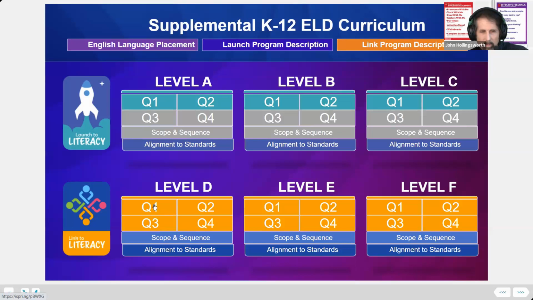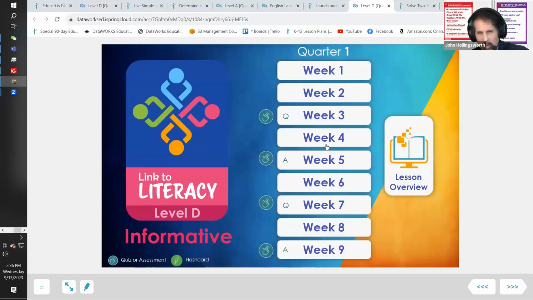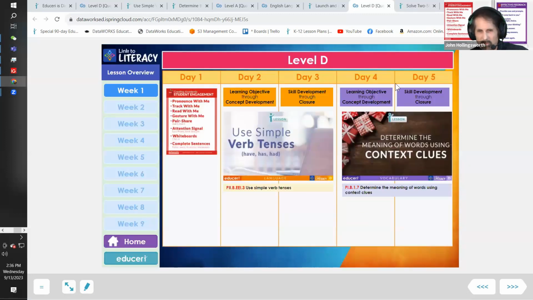We've got 4 quarters right here. So now here's our weeks right here. So I can select the week I'm on, and then these are what we've got paced out for every day. So you can see we've got simple verb tenses, context clues, and usually the first day we spend some time training our students how to pair share.